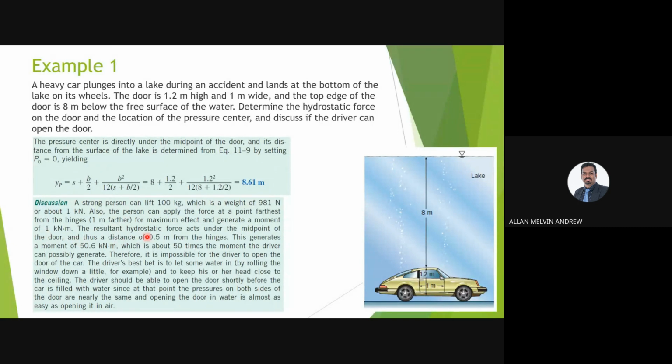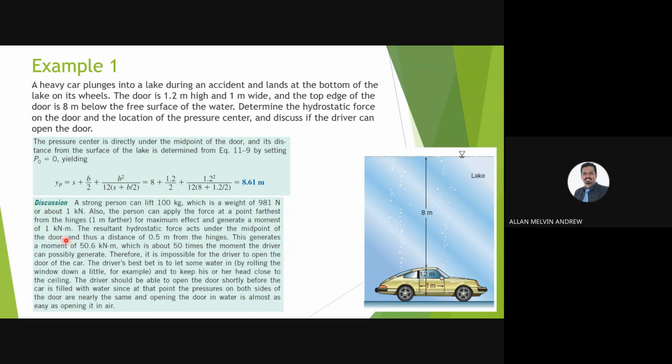Okay, the resultant hydrostatic force acts at the midpoint of the door, and thus at a distance of 0.5 meter from the hinge. So we know the door is 1 meter, so we take the center. If we want to open it, we need to push at the center. So the point is 1 meter divided by 2, so 0.5 meter from the hinge. Normally the hinge is where the door is connected to the body of the car. So if you want to push, you push at the center.